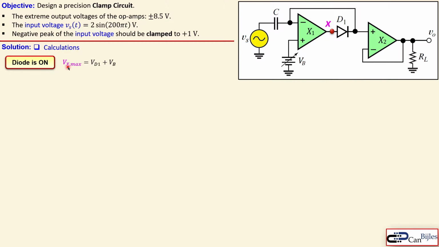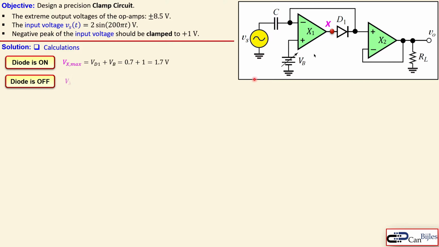So we can say the Vx max, the maximum value here, will be Vd1 plus the Vb. That will be 0.7, assuming that the diode is forward biased, plus 1 because of this 1 volt we need, and that means 1.7. So we will see later in our simulation result that this is the 1.7 maximum value for our Vx.